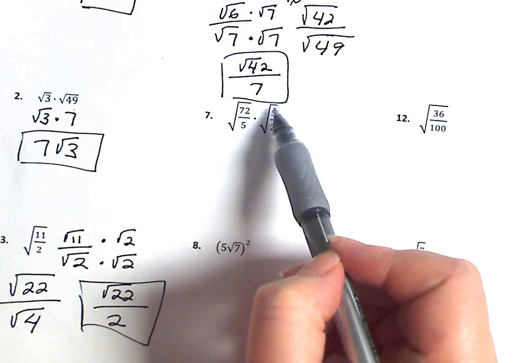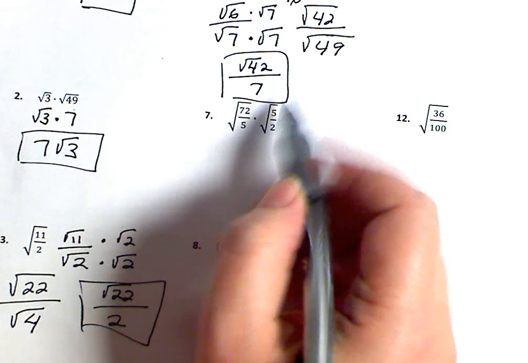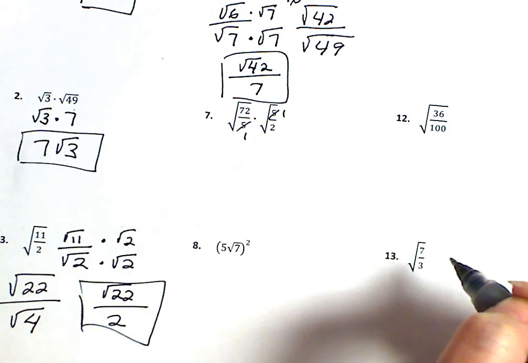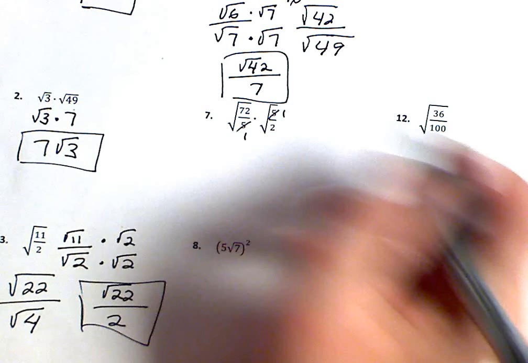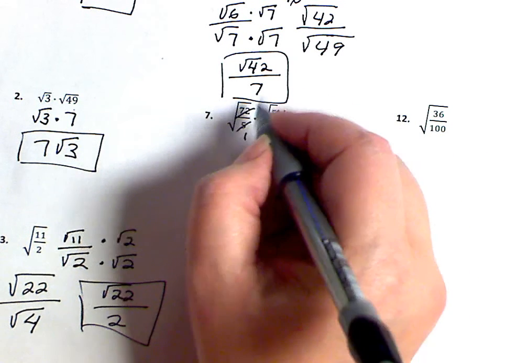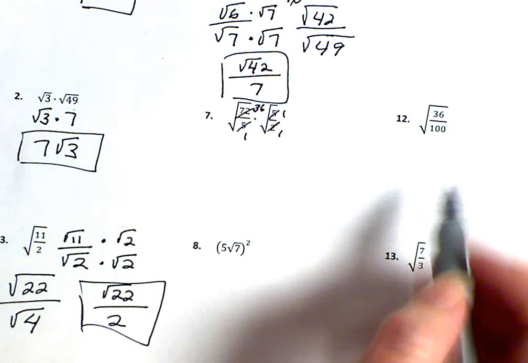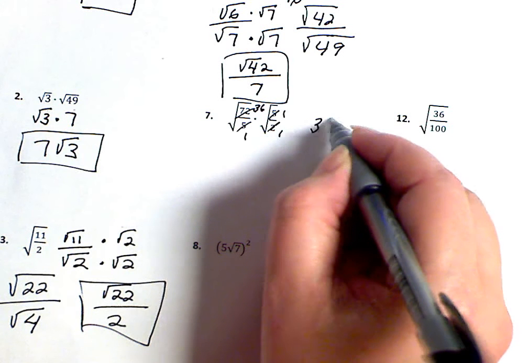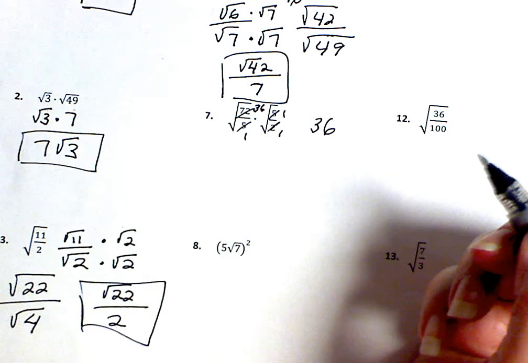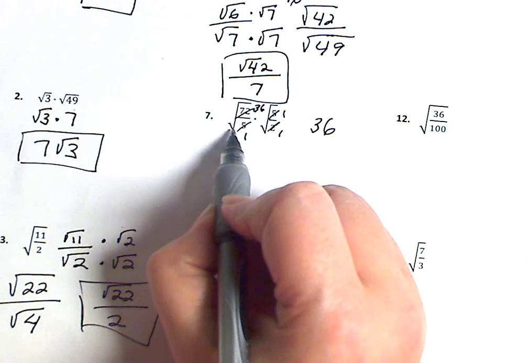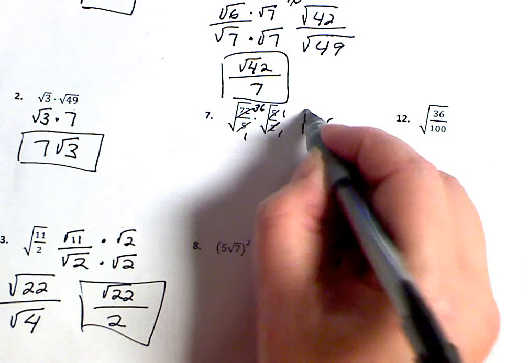Reduce first. See how 5s are here? 5 goes into 5 once, 5 goes into that once. 72 and 2, what goes into each one? 2. 2 goes into 2 once, 2 goes into 72, 36 times. So you have 36 times 1, which gives me 36 over 1, which 36 divided by 1 is 36, right? Don't forget your square root, ladies and gentlemen, because that we didn't get rid of yet.